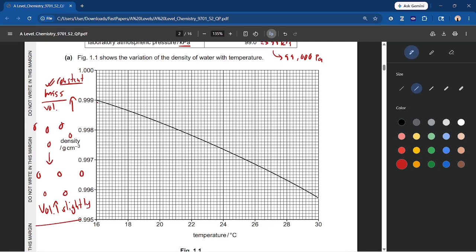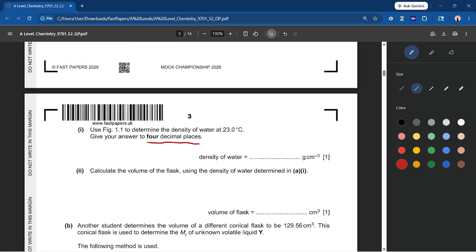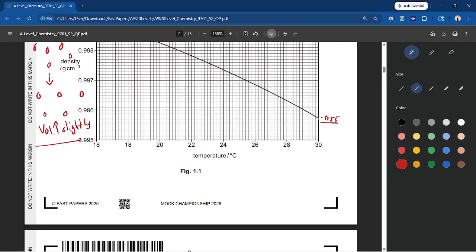Notice it goes from 0.99 to over here 0.9955. All right, so let's go down. Use figure 1.1 to determine the density of water at 23 degrees Celsius. Give your answer to 4 decimal places. So they've already told us how many decimal places we need to give our answer to, so that makes things very easy.